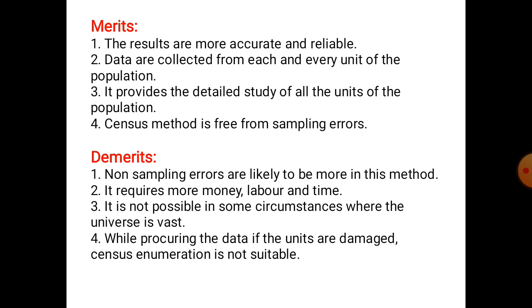First we will discuss about merits. First one is the results are more accurate and reliable. It says that whatever information you are going to collect under census enumeration, it will be more accurate and reliable because you are going to collect from every unit of the population. You are personally observing it and you are going to collect it. So with that information, whatever results you are going to get, those results will be more accurate as well as reliable.